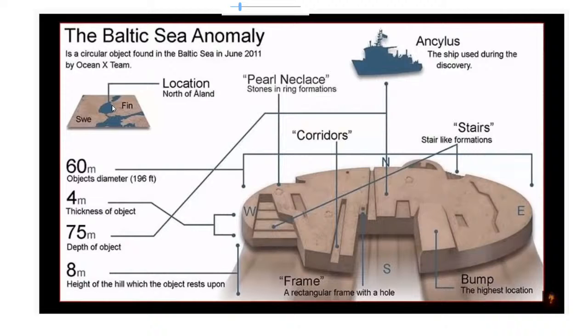It says here it's 60 meters wide. It shows what they're calling the pearl necklace, stones in ring formations. Some stairs on both sides. I didn't know about that one. This one, it looks like it's more of a complete circle than this. So I don't know how old this drawing is. It says it was discovered in 2011. It says it's 8 meters high. It says it's 75 meters deep underwater. 75 meters. And it's 4 meters thick.